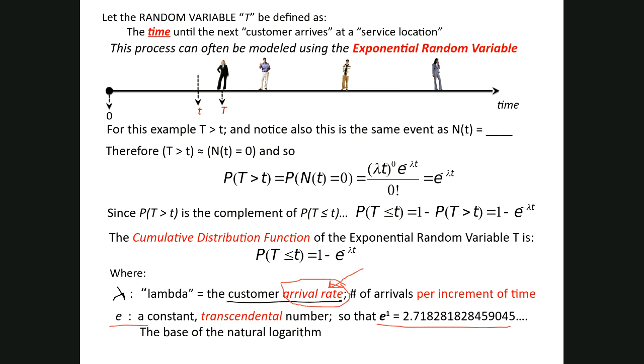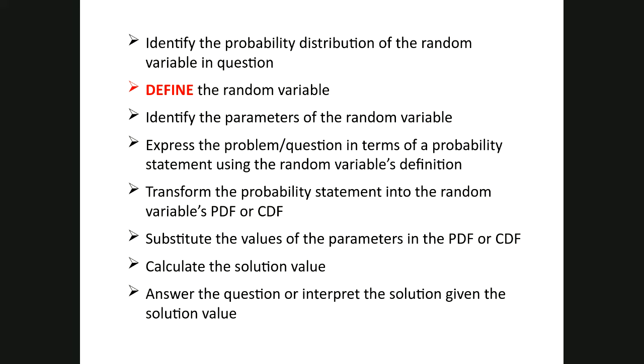All right. So let's see how we're going to use this to solve problems and to answer questions. And as we talked about before, this is the process. We want to make sure that we identify the probability distribution. We want to be sure to define the random variable, then define the parameters, and then translate that problem into a probability statement, and then translate that probability statement into the PDF or CDF. And in this case, we're going to be looking at the CDF. And then we're going to substitute the values, do the calculation, and then answer the question. So that's the process that we're going to go through. And let's see this in an example.